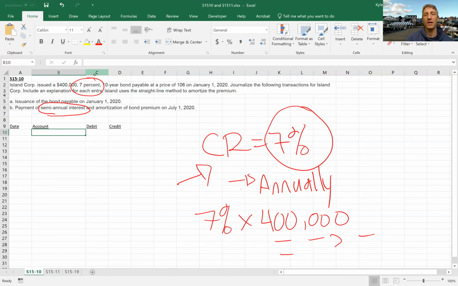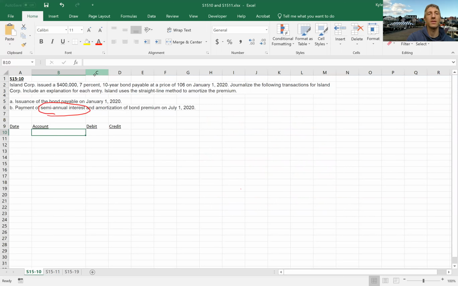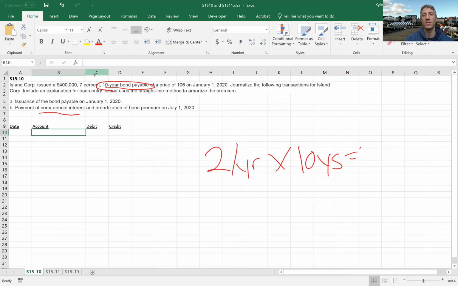And then what we have next, it says it's a 10-year bond payable. So the 10 years here is indicating the term of the bond. I know that interest is paid semi-annually, and it's a 10-year bond payable. So there's going to be 20 interest payments in total because it's going to be paid 2 times per year times 10 years equals 20 payments.